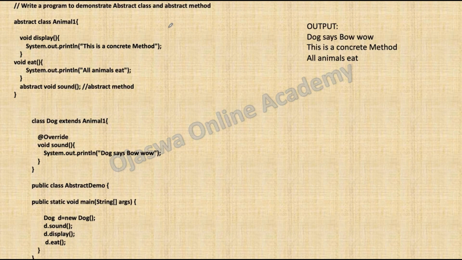Let us take the same real life example of the animal class in our program to understand abstract class in a better way. So, write a Java program to demonstrate abstract class and abstract method. In this program, we are going to see how to define an abstract class and abstract method and write the code for the abstract method. So here we have the abstract class animal1. How do we declare an abstract class? Abstract keyword, class keyword, and name of the class. So the class animal1 becomes an abstract class.